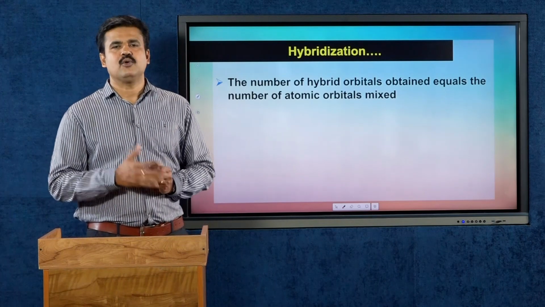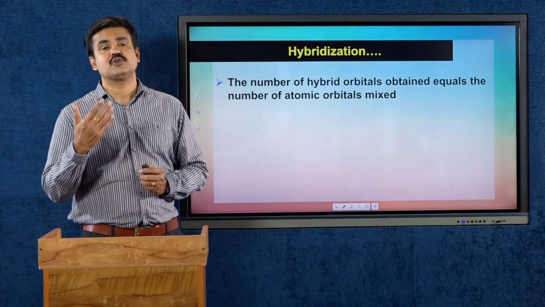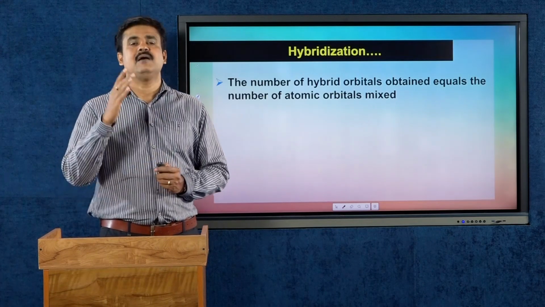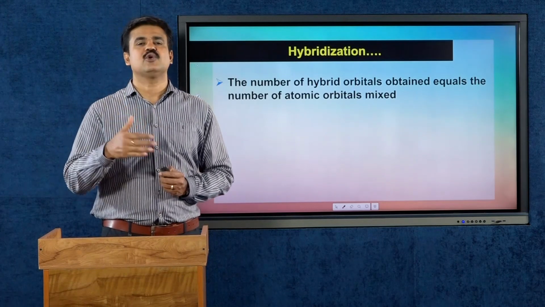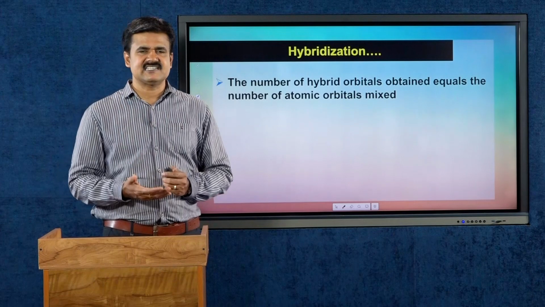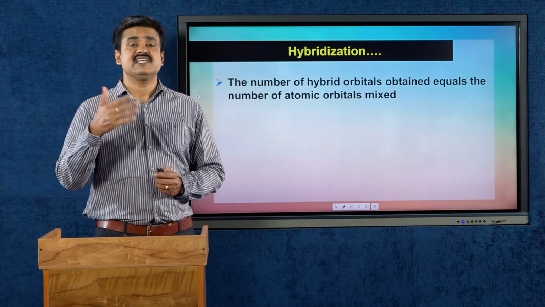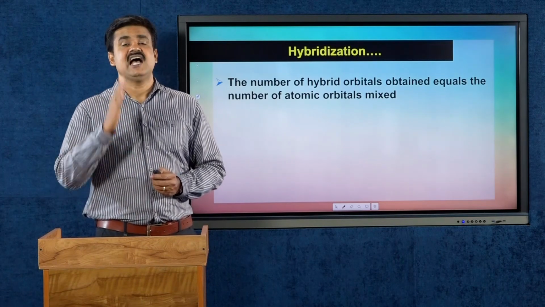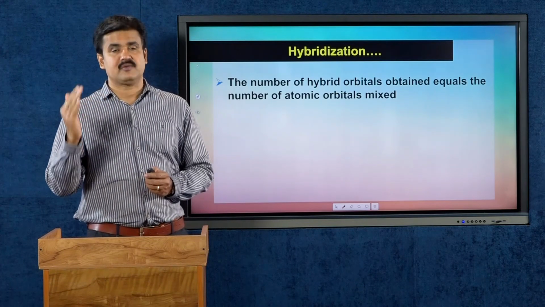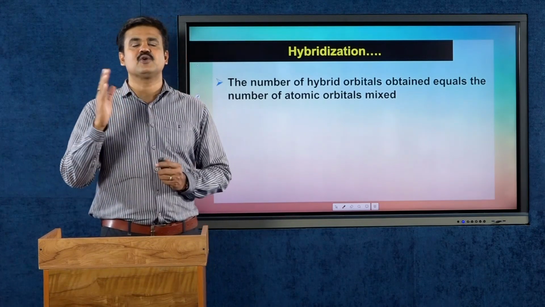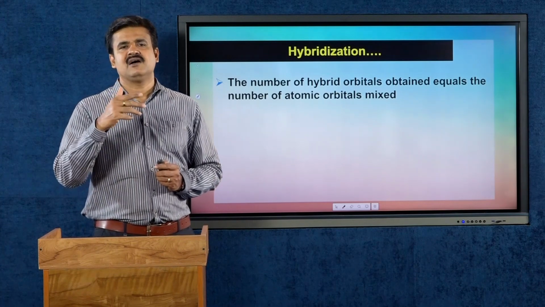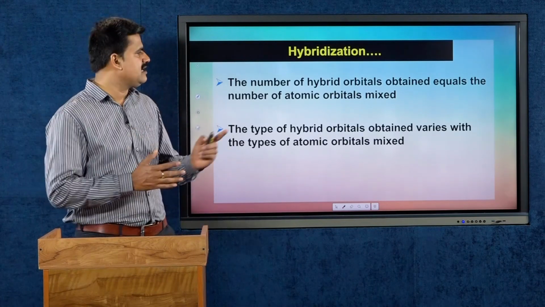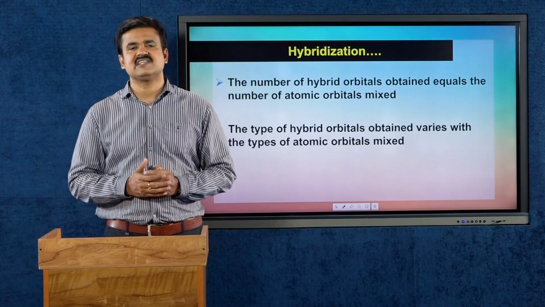The number of hybrid orbitals obtained is equal to the number of atomic orbitals mixed. This is a very significant feature of hybridization. The number of orbitals taking part in hybridization is equal to the number of hybrid orbitals produced. For instance, in sp hybridization, there occurs the intermixing of one s orbital and one p orbital, that is, two orbitals take part in sp hybridization, and as a result you will get two sp hybrid orbitals. That's why we can say that the number of hybrid orbitals is equal to the number of orbitals taking part in hybridization. The type of hybrid orbitals obtained varies with the type of atomic orbitals mixed.